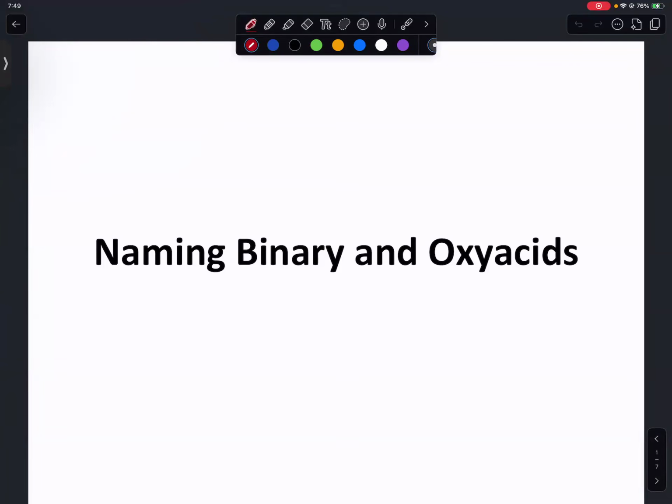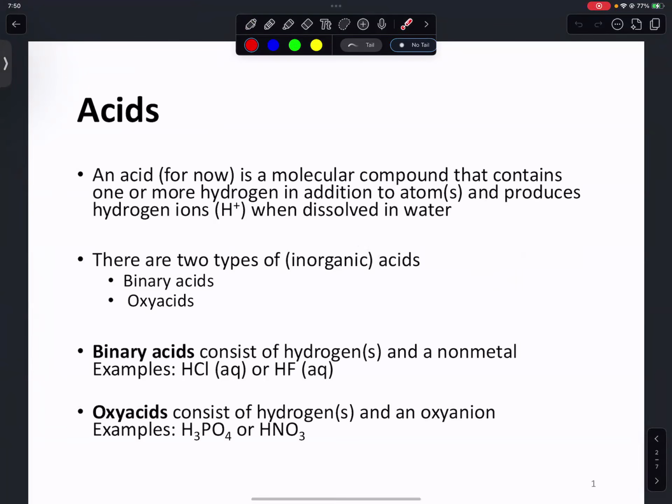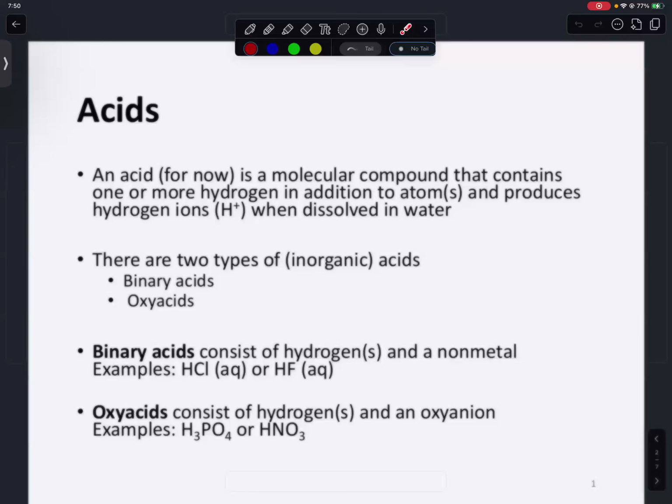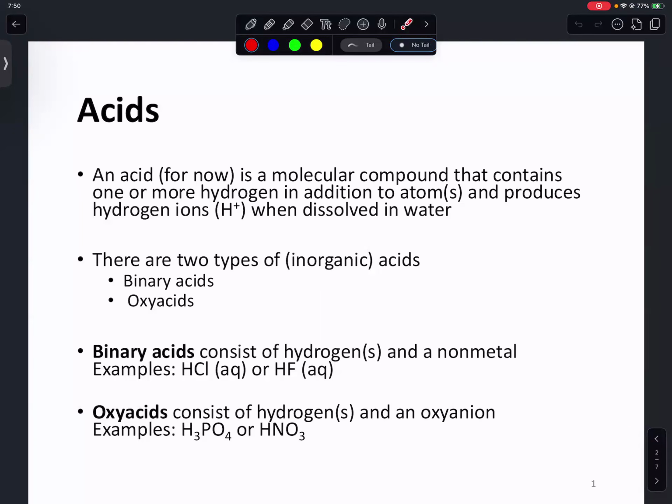In this video, we are going to name two types of acids, which are considered molecular compounds, and these two acids are binary acids and oxyacids. So starting with what is an acid in general, as I mentioned, an acid is a type of molecular compound that contains one or more hydrogens in addition to an atom or atoms. And when dissolved in water, they produce hydrogen ions.